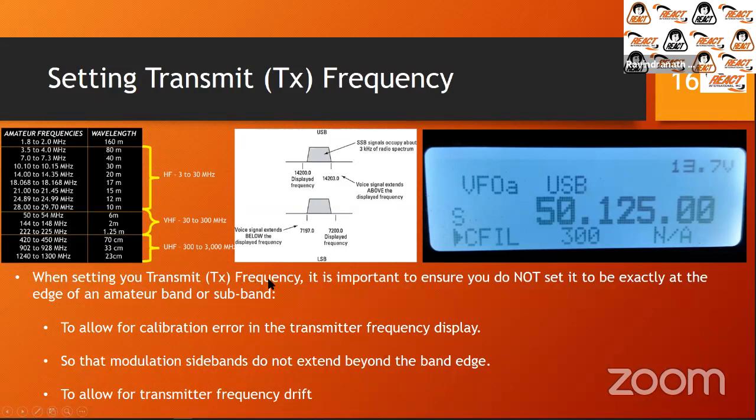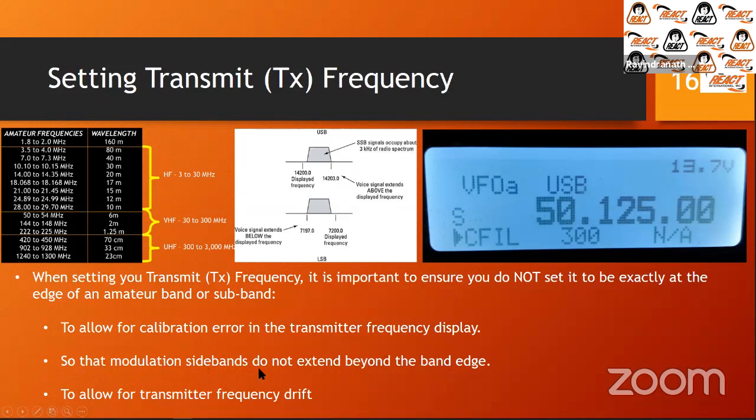So this is what it says here. When setting your transmit frequency, it is important to ensure that you do not set it to be exactly at the edge of an amateur band or subband. There are some reasons, and you need to know this for the exam. First one, you need to allow for calibration error in the transmitter frequency display. So I have a frequency display here on your screen, 50.125. But we don't know if this is properly calibrated. It might actually be transmitting on 50.124 because it is miscalibrated or misaligned or something like that. So make provision for that. You have to make those provisions that it might be a little off.